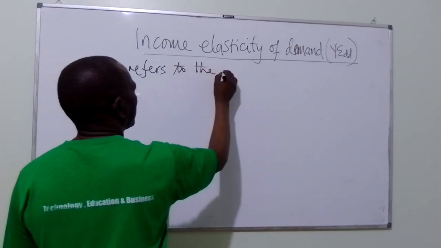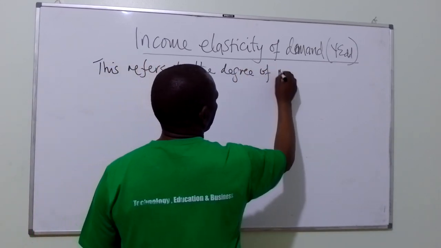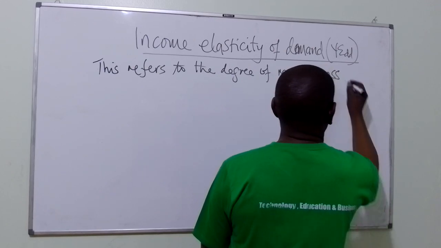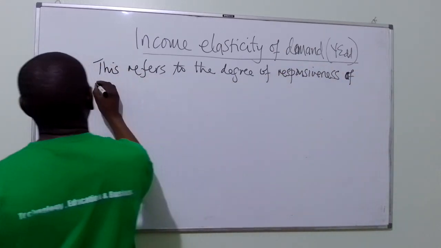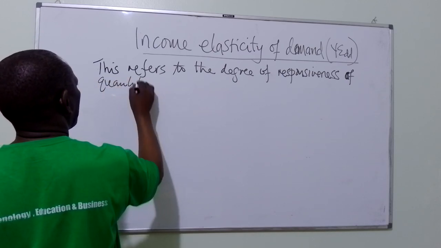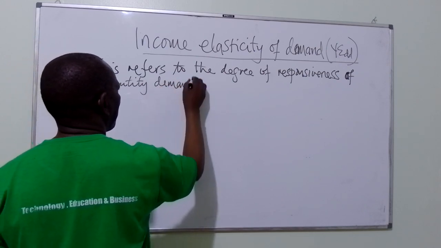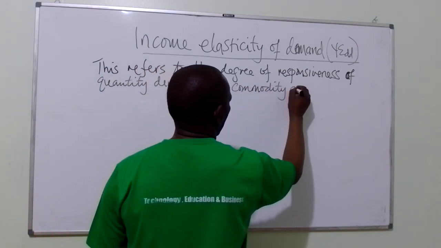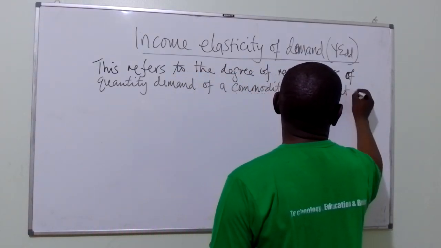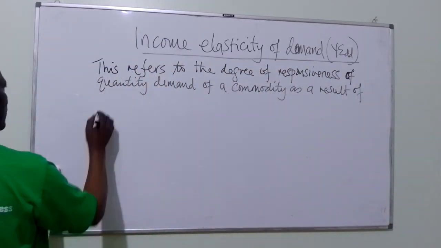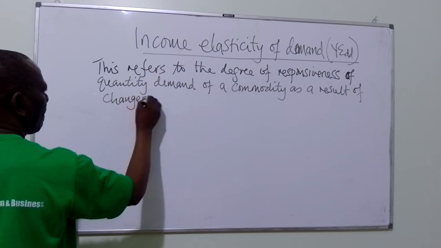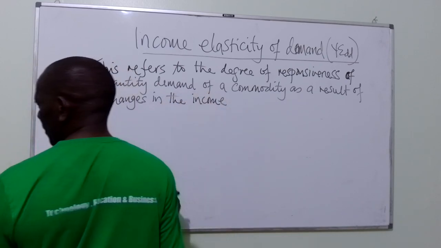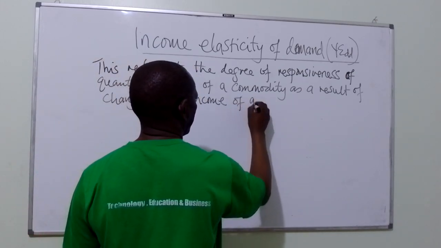This refers to the degree of responsiveness of quantity demanded of a commodity as a result of changes in the income of a consumer.